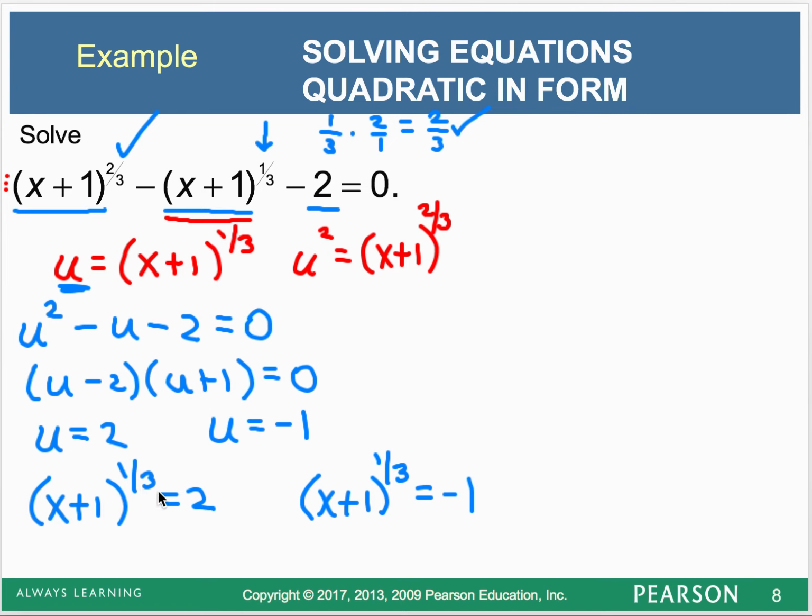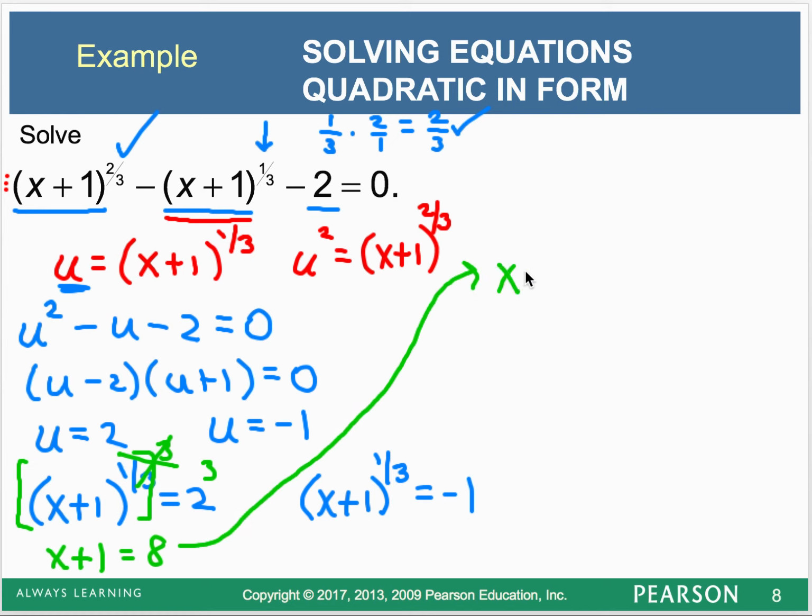Now these are like we were just doing. The reciprocal of 1/3 is 3. So all I need to do is raise both sides to the 3rd power. That means 3 over 1, so this is just 1, and I have x plus 1 equals 2 cubed, which is 8. So x equals 7, right? Subtract 1.